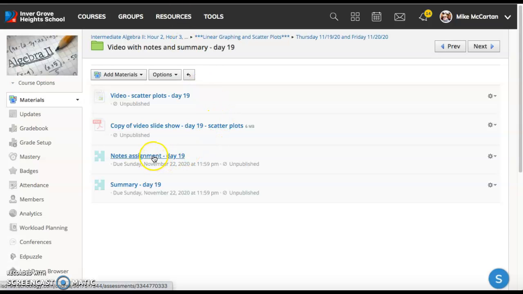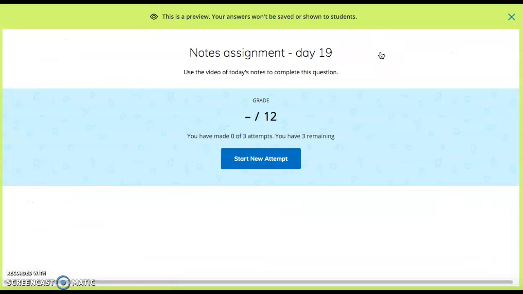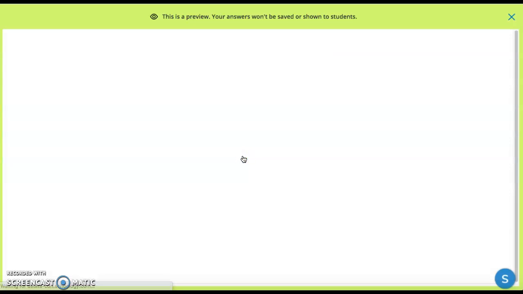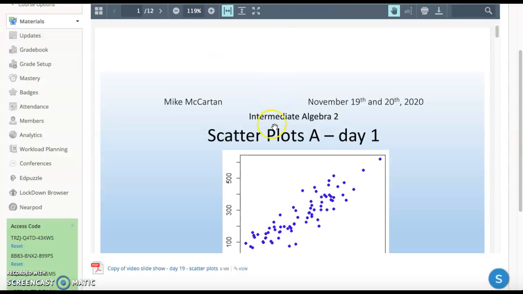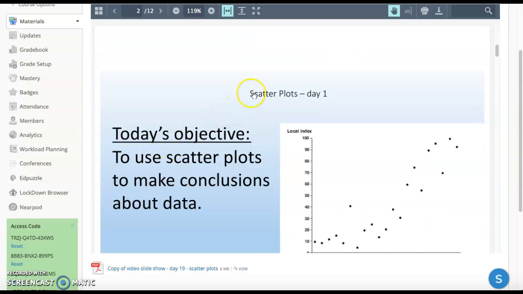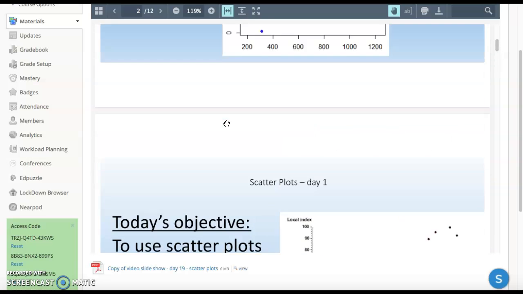Okay, I'm going to click back and open up the notes assignment. That should be first. Give you guys a minute if you want to open it up. And the first thing is the title of today's lesson. Okay, you probably see it here. Scatter plots, that's what we're looking at. Again, every day it's right here, scatter plots, day 1. It's always the top, scatter plots, day 1. You see that? The top of each slide, okay?